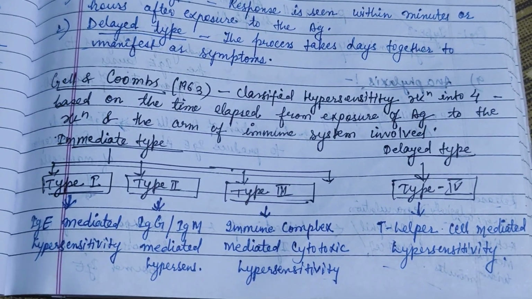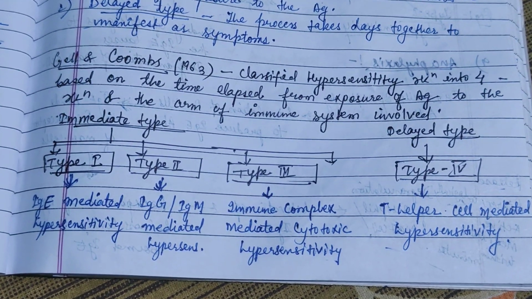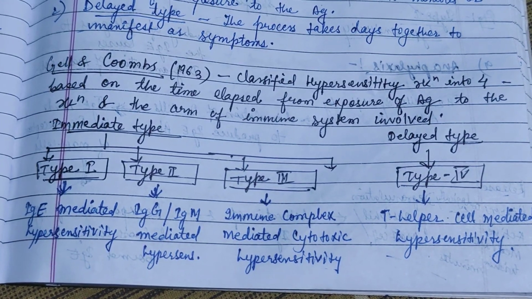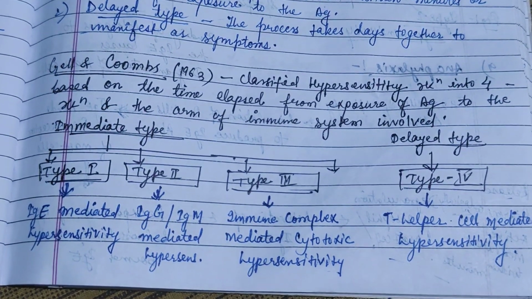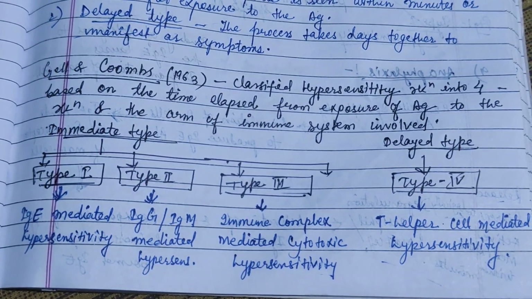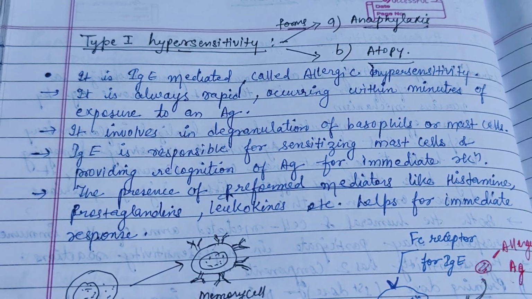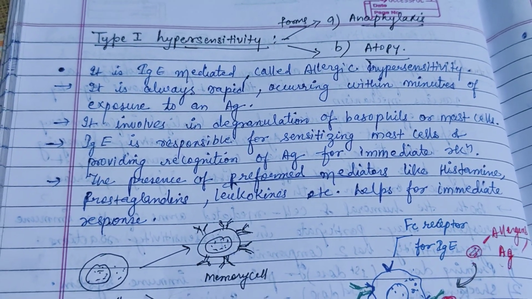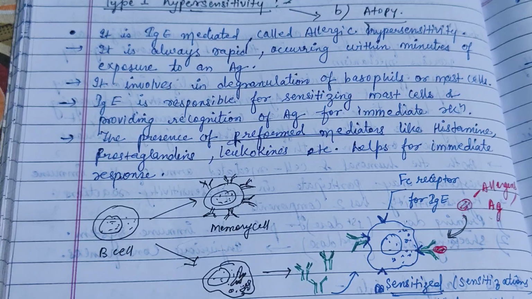Gell and Coombs classified hypersensitivity reactions into four types, and it can be classified into immediate type and delayed type, whereas type 1, type 2, and type 3 are included in the immediate type and the delayed type is type 4. Type 1 hypersensitivity includes anaphylaxis and the second one is atopy.